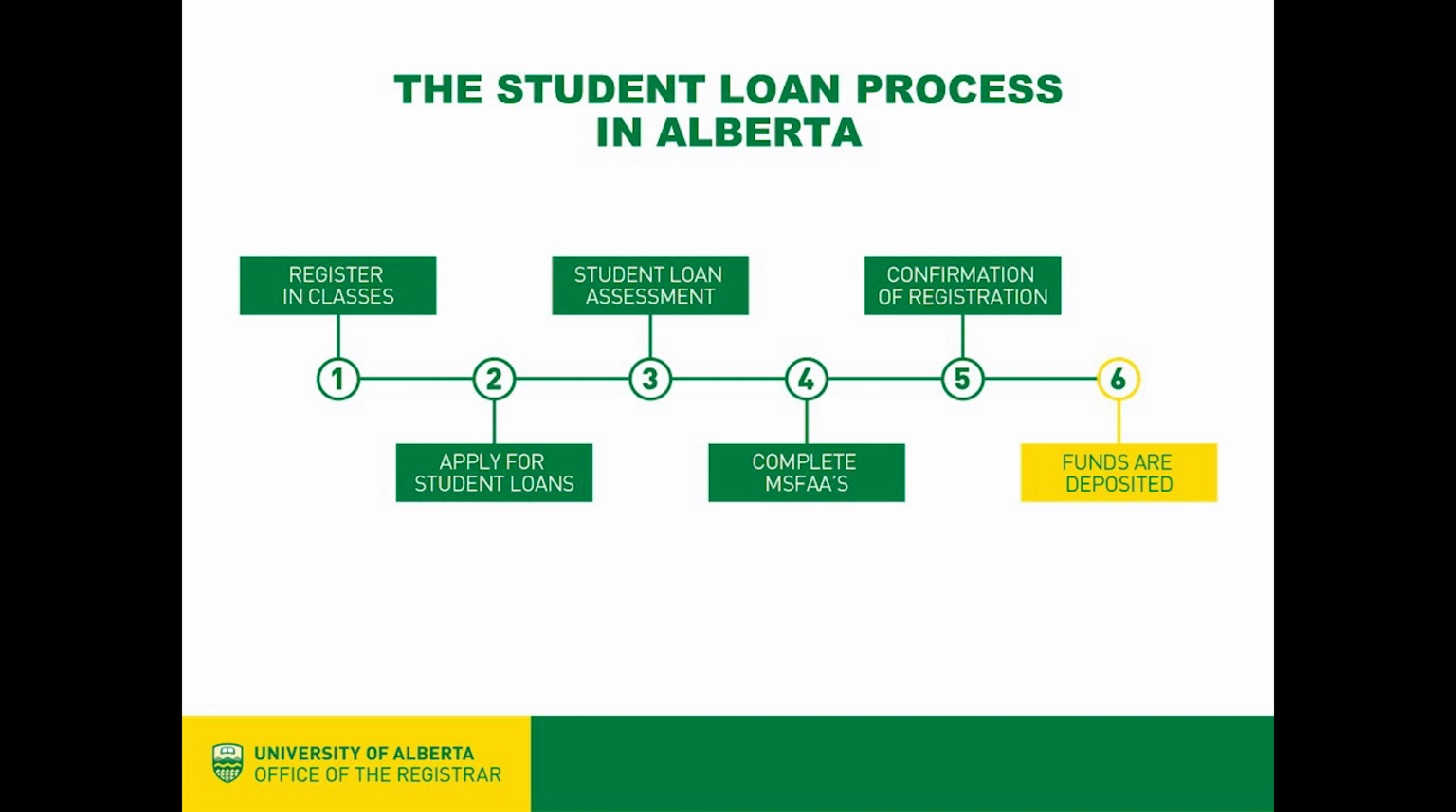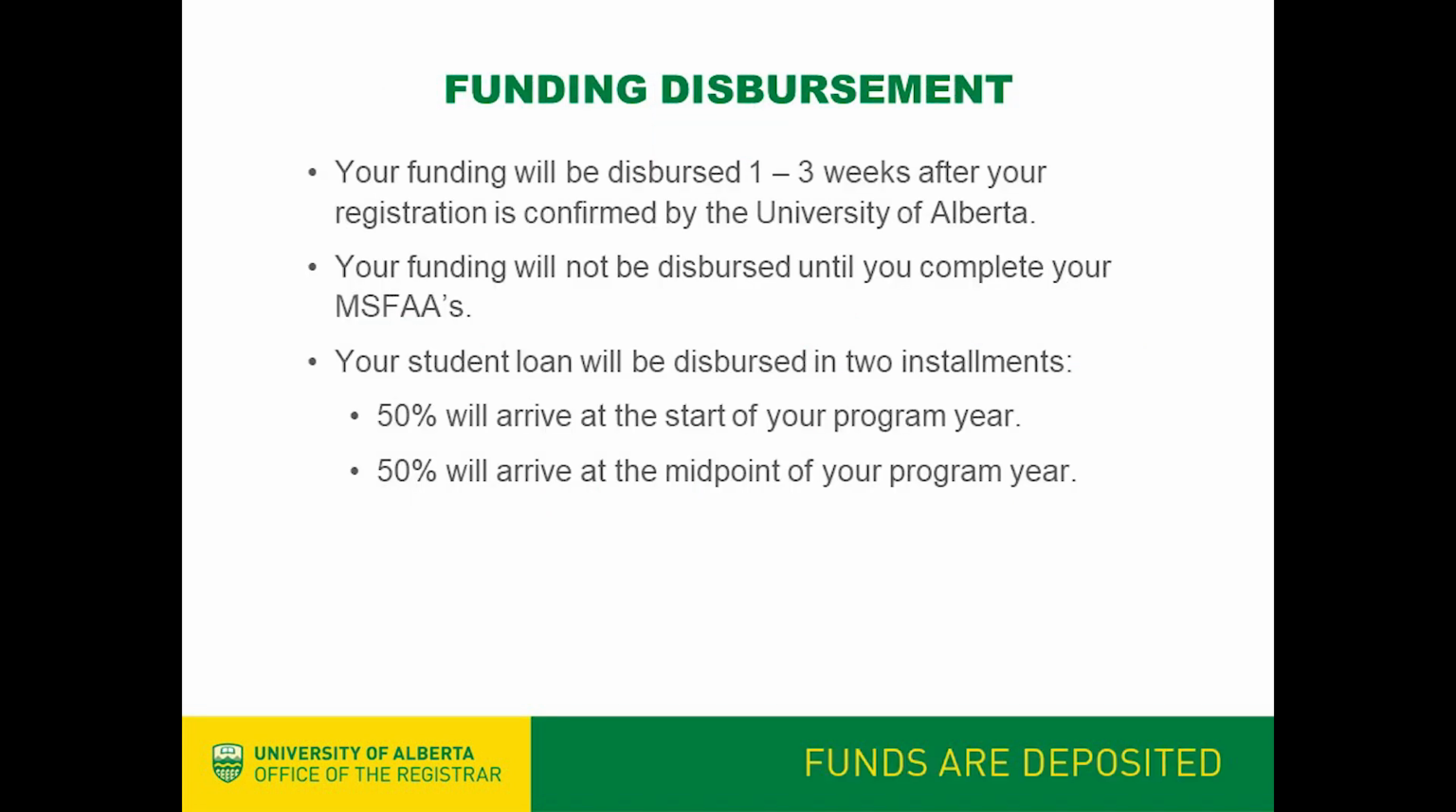After we confirm your registration, your loan will be disbursed. Funding is generally disbursed 1 to 3 weeks after your loan is confirmed by the University of Alberta. Just a note, you will receive a notice of award letter that informs you of your disbursement dates. The letter will tell you that your loan will be disbursed on an exact date, for example, September 1st.